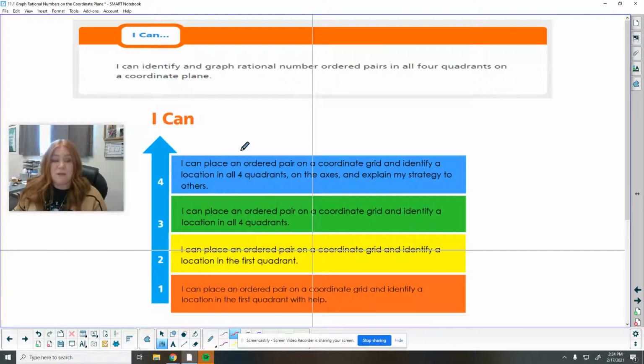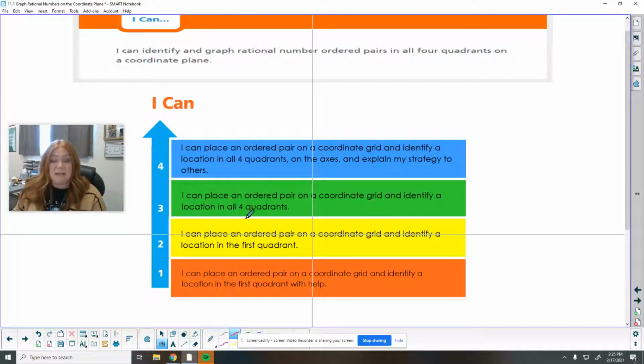If you can use all 4 quadrants, put them on the axis, the x or the y, and explain to somebody else, that's a 4. So the difference here is these axes, and explaining. If you can place them just in the first quadrant, the over and up, like we've been using, that's a 2. And then if you can do that with help, that's a 1. So our goal here today is to be able to use all 4 of these quadrants.